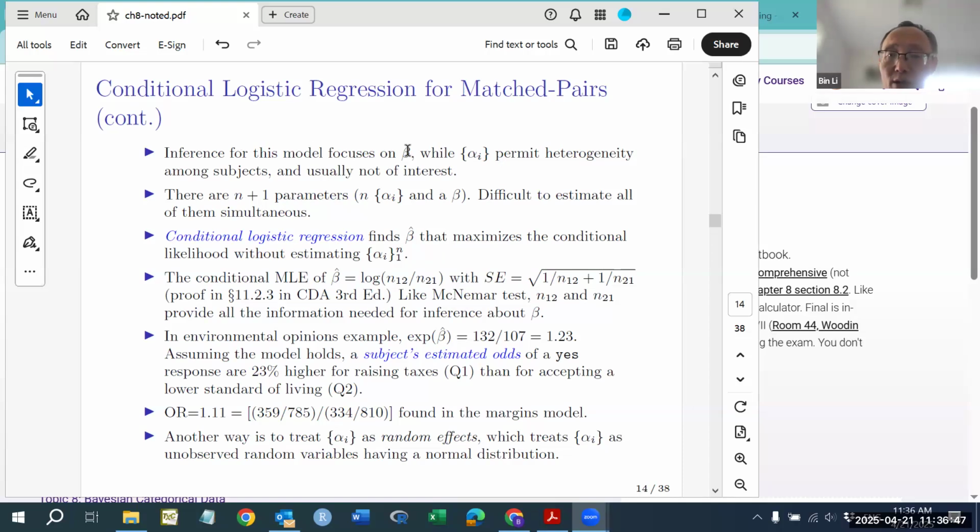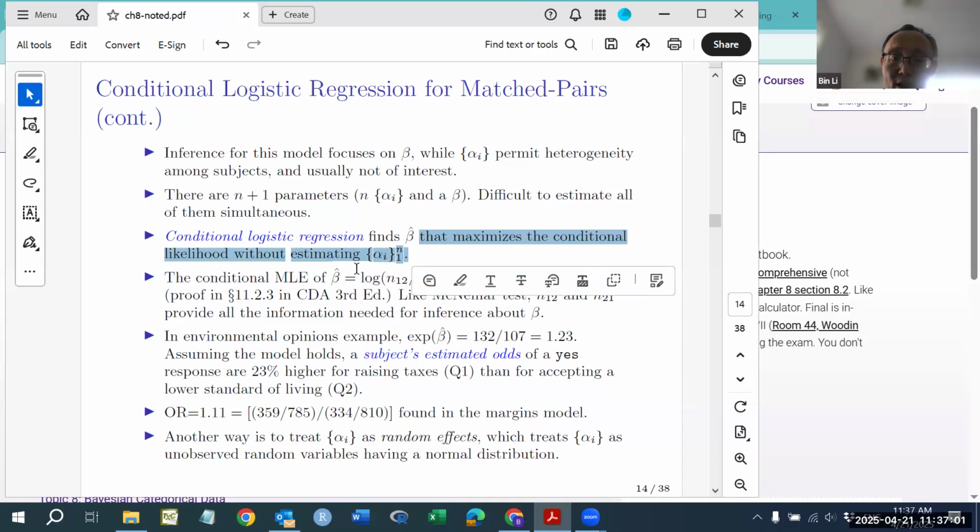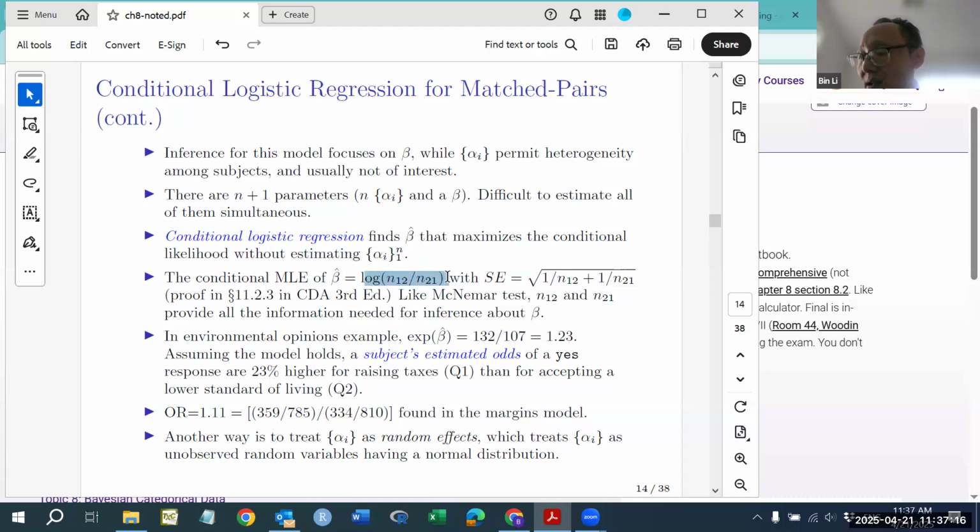Okay, and the inference for this model focuses on the betas. And we use the CLR, conditional logistic regression, that maximizes the conditional likelihood without estimating the alpha. For the conditional maximum likelihood, we can see the beta hat is really the log of n12 divided by n21. You see that that's still only based on what? Only based on the off-diagonal counts. Okay, and the standard error is this one. You can see the conditional maximum likelihood estimate and the standard error are very simple.